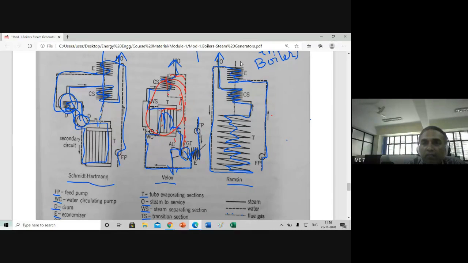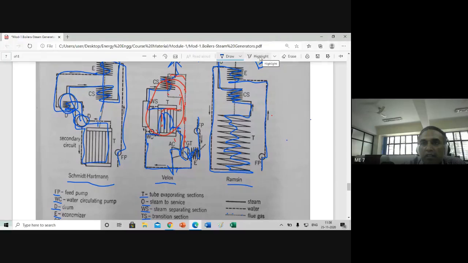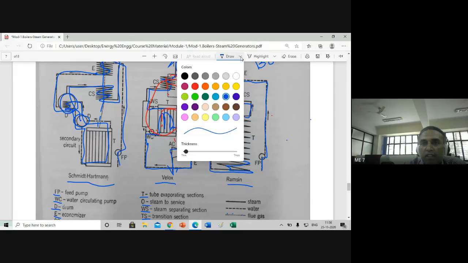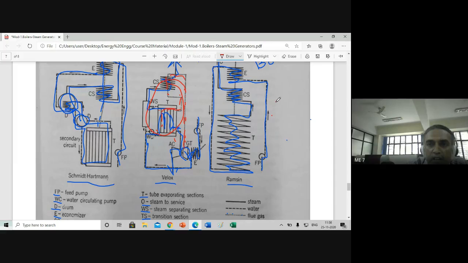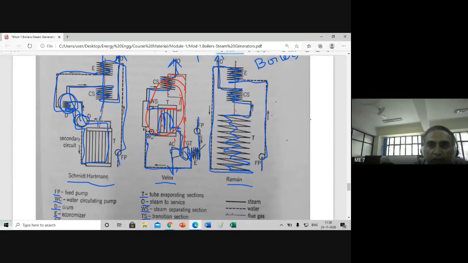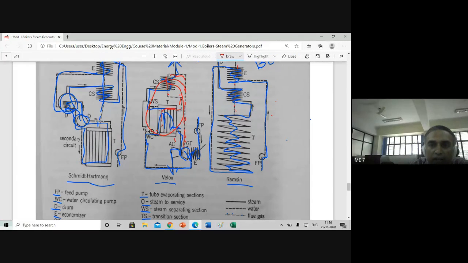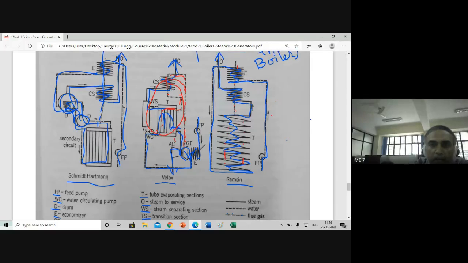And the flue gases are here. They are flowing here. The flue gases are flowing like this. Now let us see some of the points.